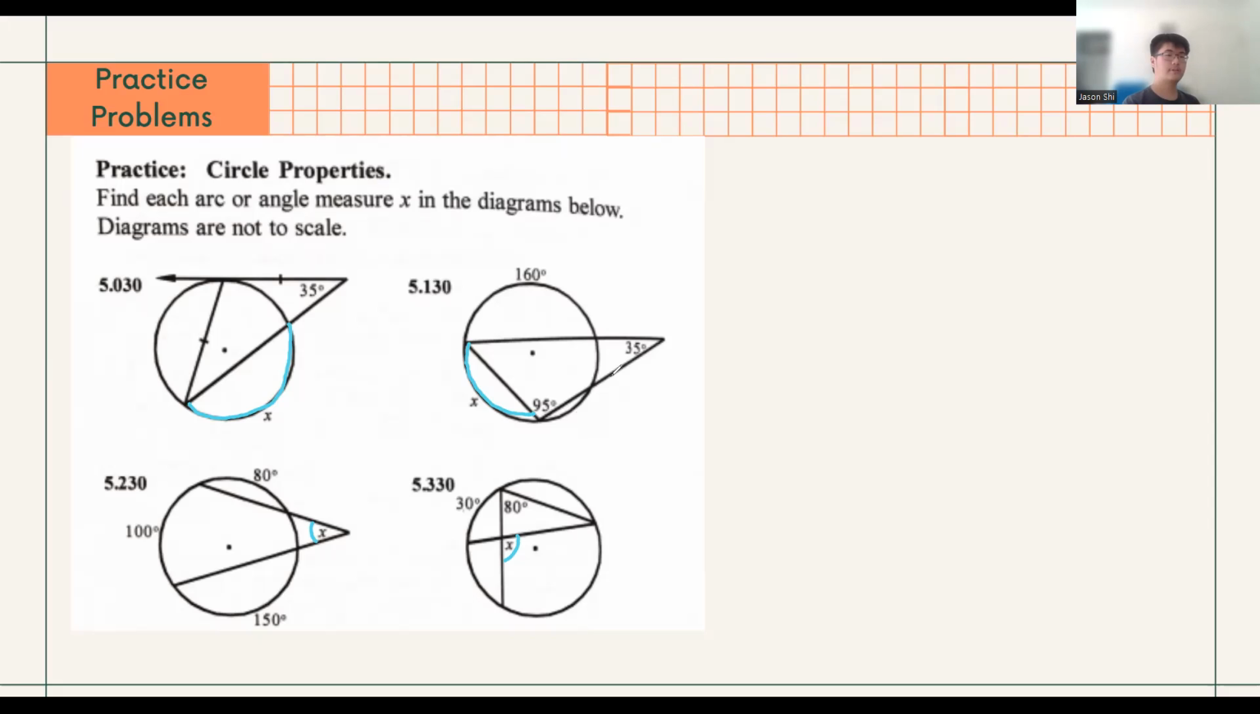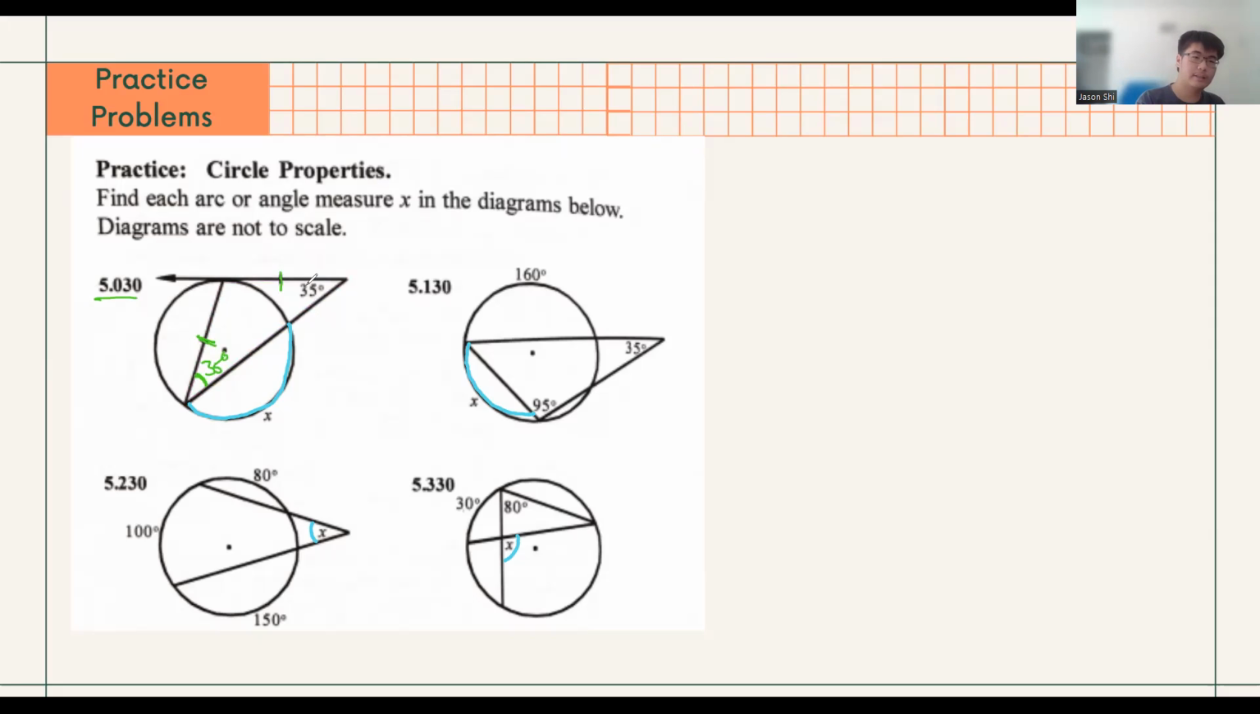So here, question 5.030. We're trying to find X. This is a multi-step question. Can anyone tell me what this is? 35. Yeah, correct. This is 35, because if you look at this, it's an isosceles triangle since these two are the same. So this is 35 degrees.